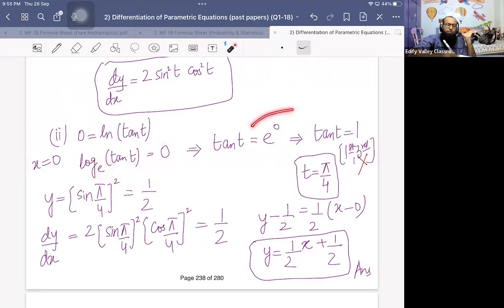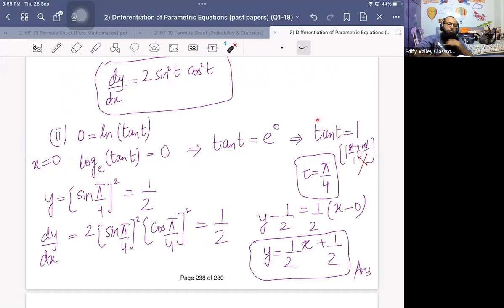So this step was related to logarithms. And then after we have got this step, tan t equals 1, then we are going to involve trigonometry. Tan of an angle is positive in which two quadrants? It's positive in the first quadrant and the third quadrant.